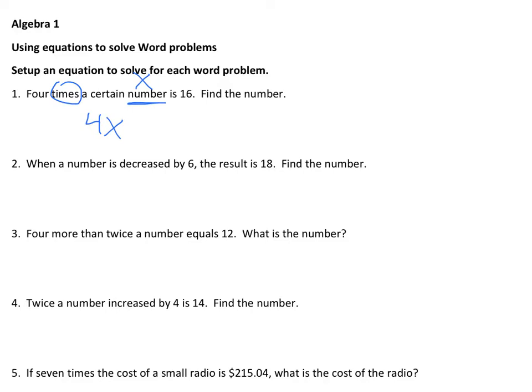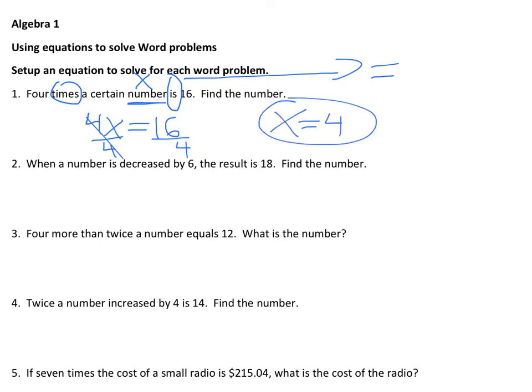Now here's the other big keyword. A lot of times in word problems, when you see the word is, this represents the equal sign. So it's saying is 16, it's just like saying it equals 16. So we're going to put equals 16 and then find the number. So you have that real simple one-step equation to solve. Just divide both sides by 4. 16 divided by 4 is 4. So that's our answer to this word problem.